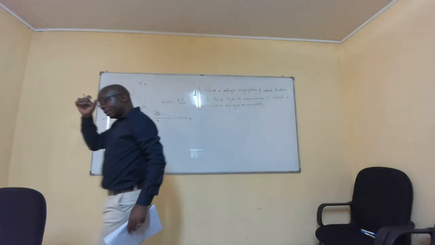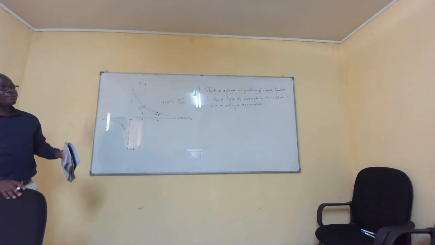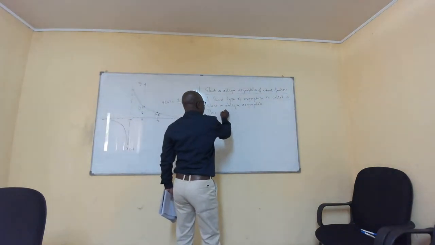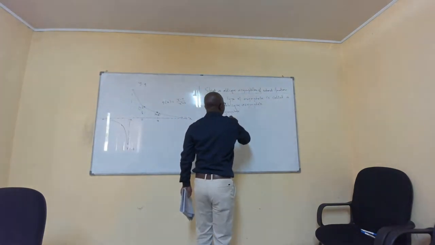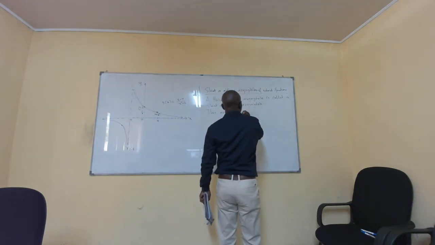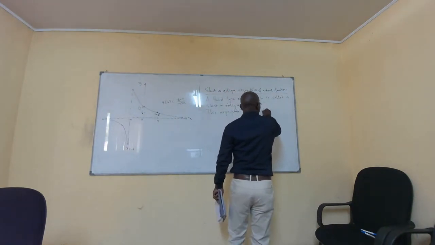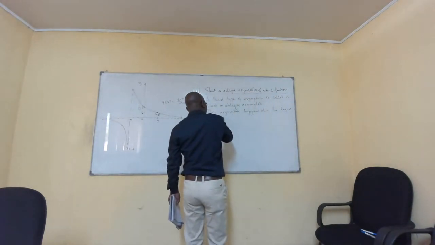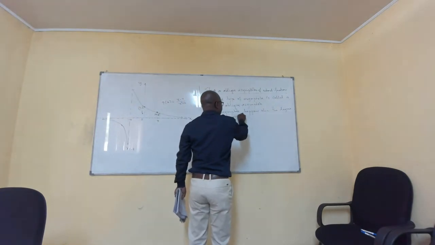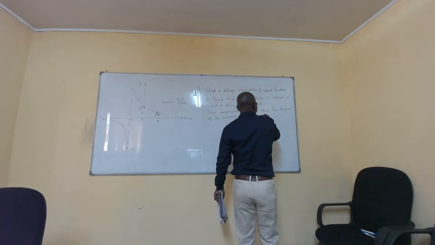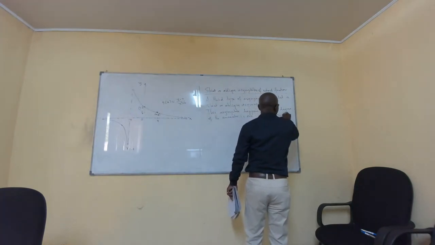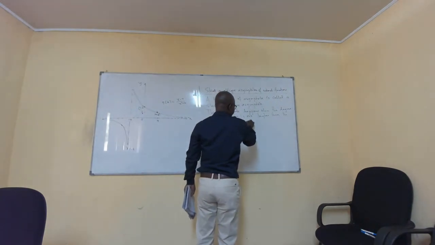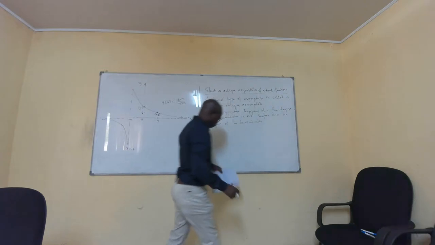It happens when the degree of the numerator is one more than the degree of the denominator. So, say this asymptote happens when the degree of the numerator is one higher than the degree of the denominator. Always it happens just like this.